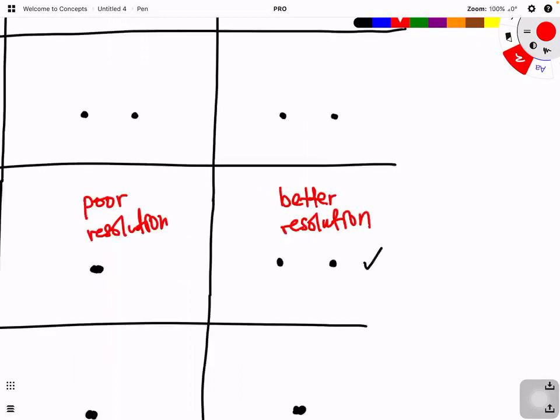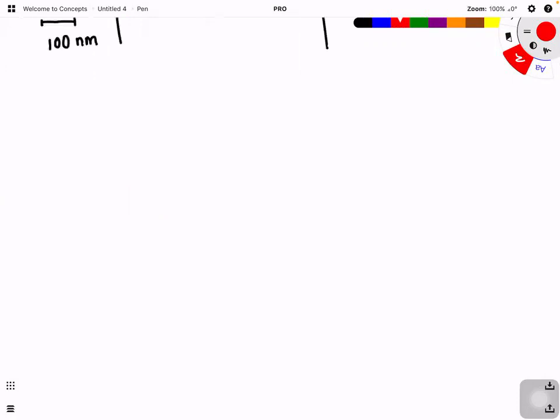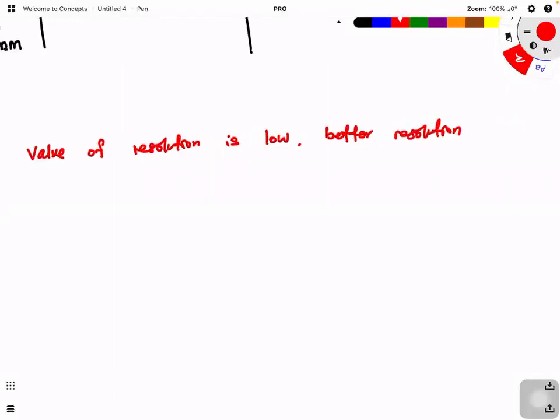So generally, when your value of resolution is low, then you have better resolution. Are you clear? It's something like this: if you can run 100 meters in a short time at the Olympics, say 9 seconds, that's good. It's not that running 20 seconds is better. The shorter the time, the better. Same goes for resolution. The lower the value of the resolution, the better the resolution is.